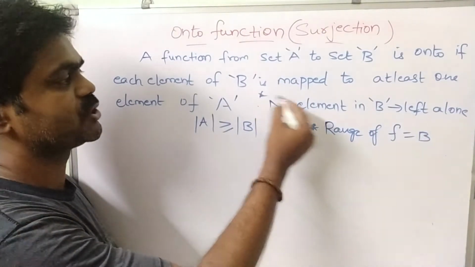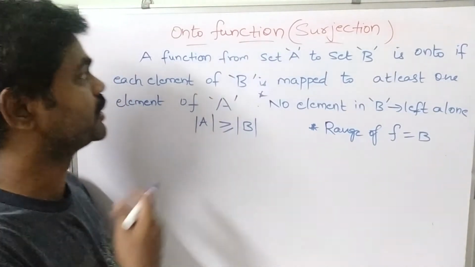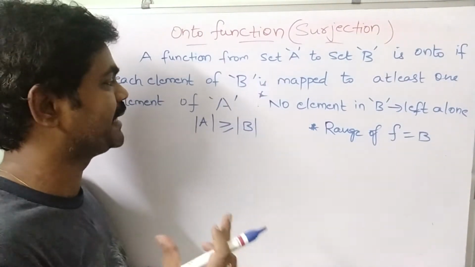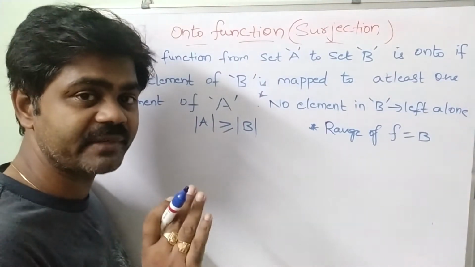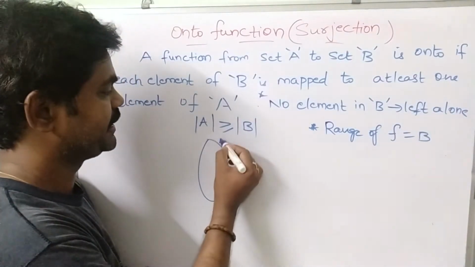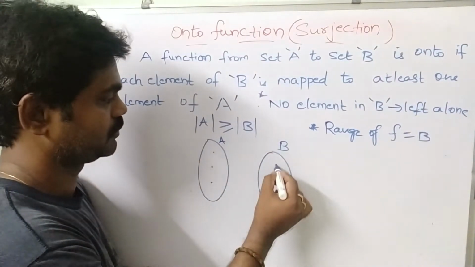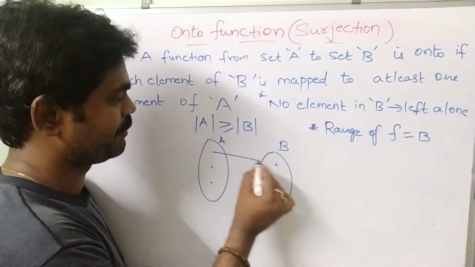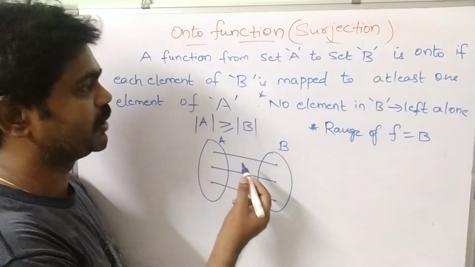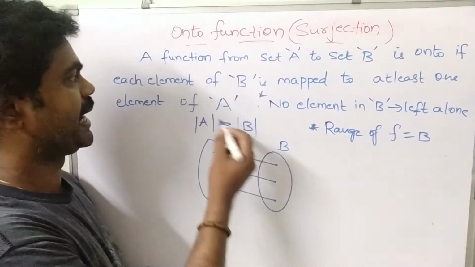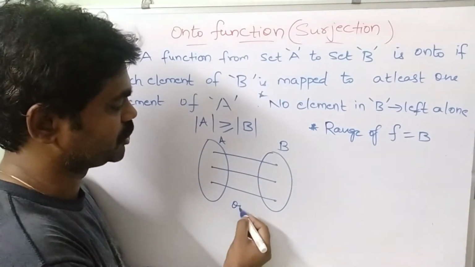And the important point is no element in B should be left alone. So each element of B is mapped to at least one element of A. And remember one thing, no element in B should be left alone. For example, if I have A, B, and this one is mapped to this one, this one is mapped to this one, so no element in B is left alone, and each element of B is mapped to at least one element of A. Okay, so this is onto function.